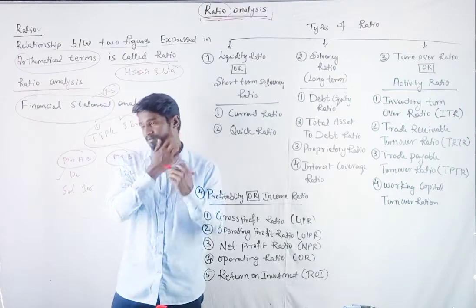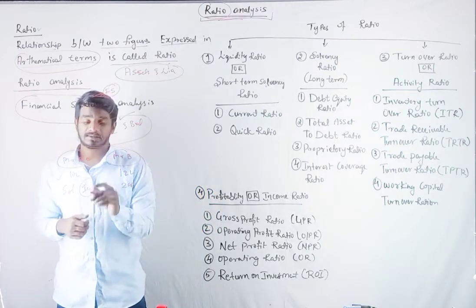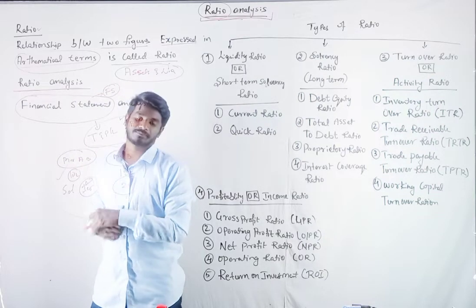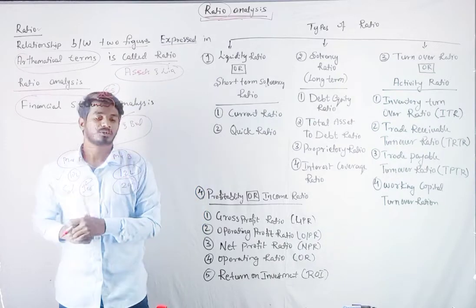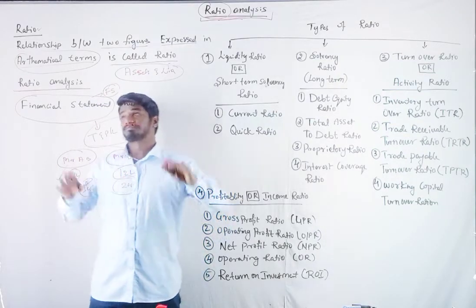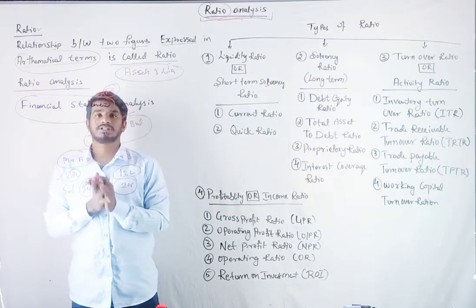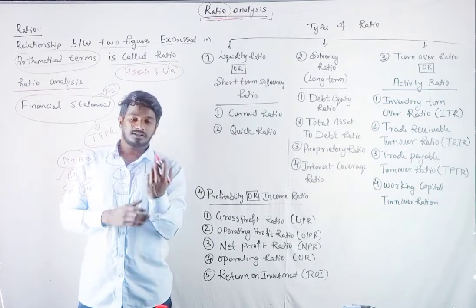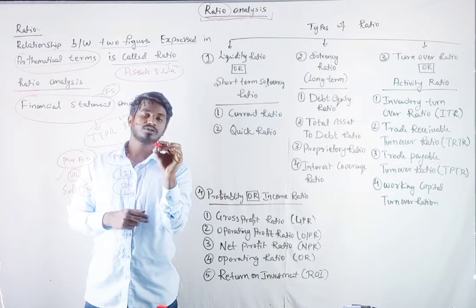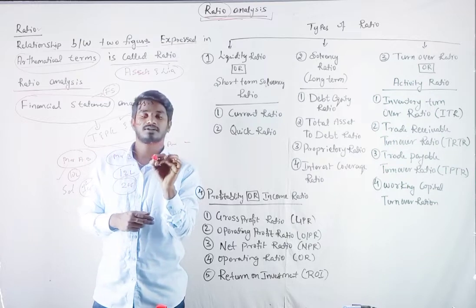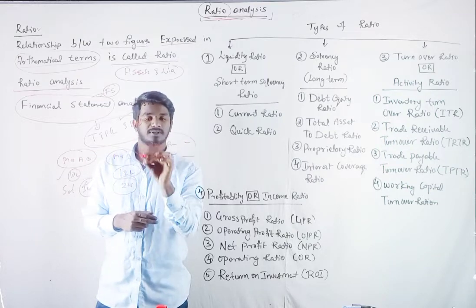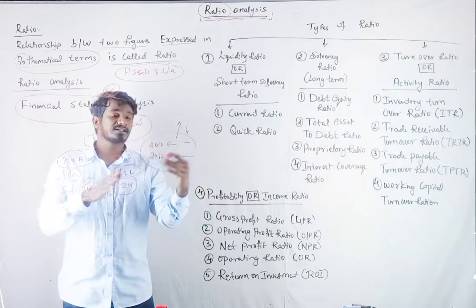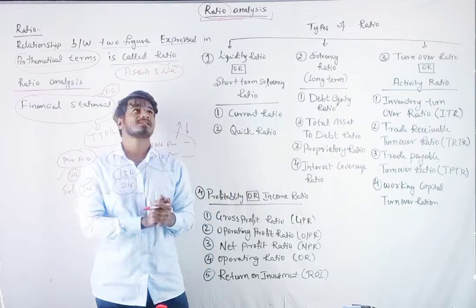Mr. A is the best, because he sells 1 crore goods and earns 10 lakh profit, and he sells 2 crore goods and earns 12 lakh profit. This kind of analysis we are going to do in this chapter, and we can compare within the company, meaning 2016 profit is this much and 2017 profit is this much. Is profit increased or decreased? This kind of comparison we can do in this chapter, right?